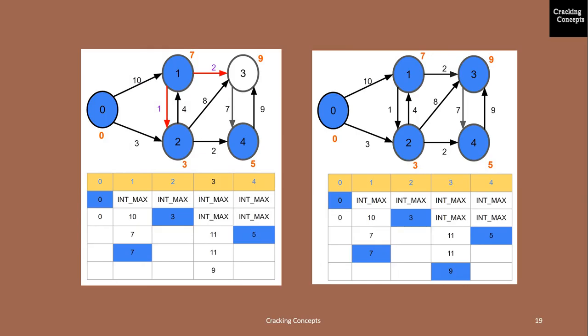And since that is the only value in that particular row, it will be marked and the corresponding node will be marked as visited. So the final distances from the source will be 0, 7, 3, 9 and 5 for each of the nodes 0, 1, 2, 3, 4.